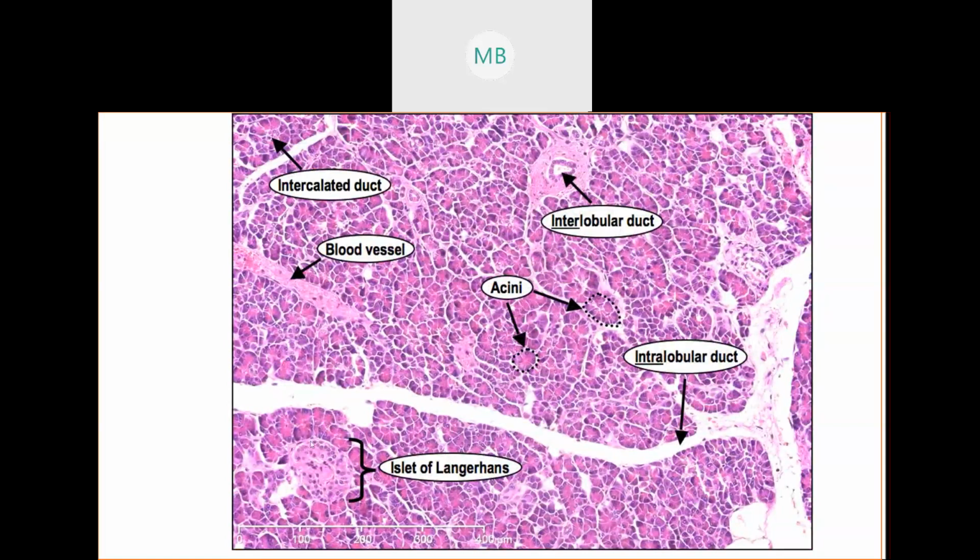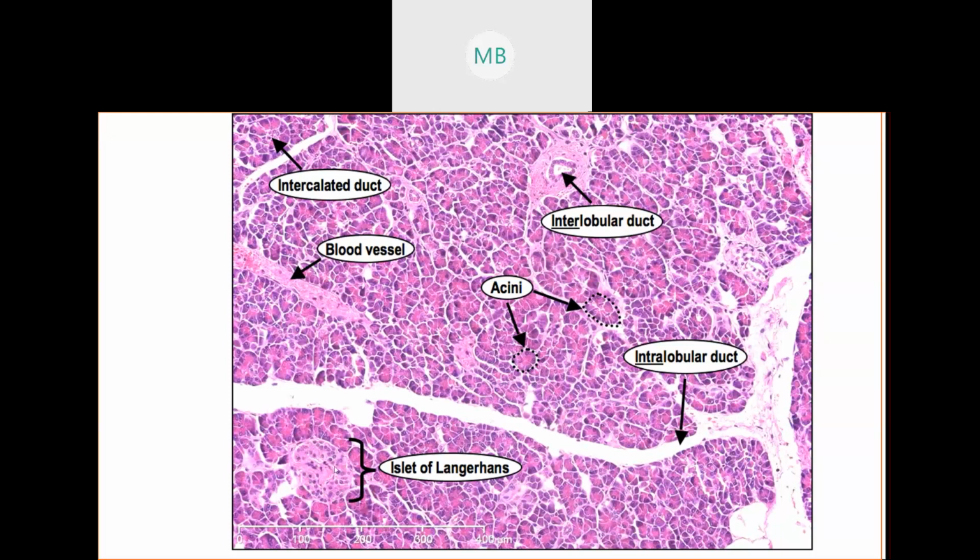So the islet of Langerhans is right here. They're the part that makes insulin and glucagon. And then the pancreatic acini cells are the ones over here that make bile for your digestive system. I know your lab list also tells you need to know beta cells and alpha cells here.